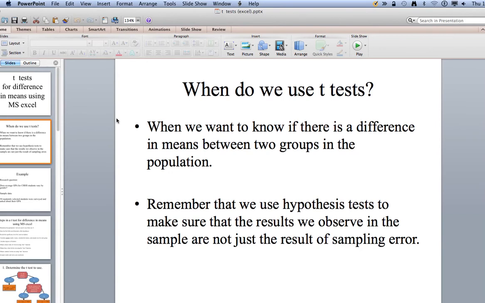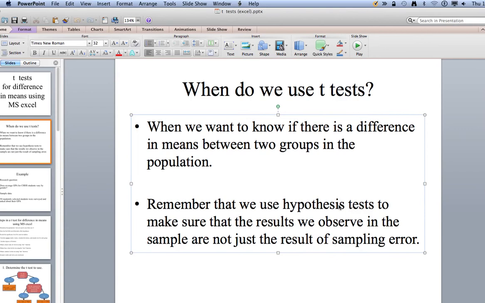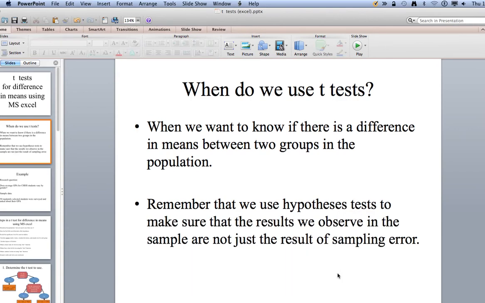As you saw previously in the other videos, we use them when we want to know if there is a difference in means between two groups in the population. And remember that we use hypothesis tests to make sure that the results we observe in the sample are not just the results of sampling error. We do a hypothesis test to rule out the possibility that what we observe in the sample is just because of sampling error, and it is because it's happening in the population as well.